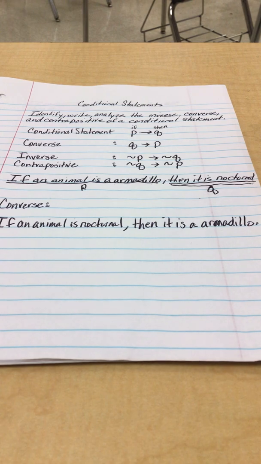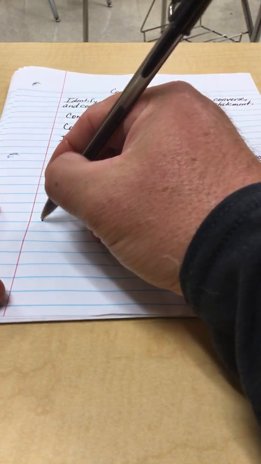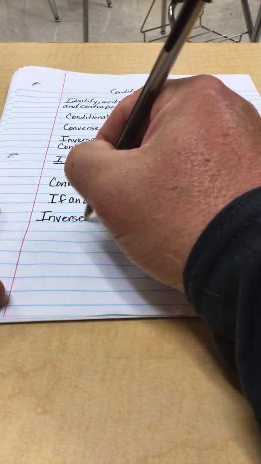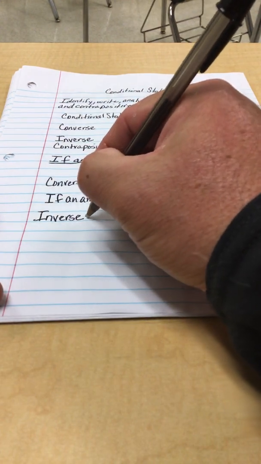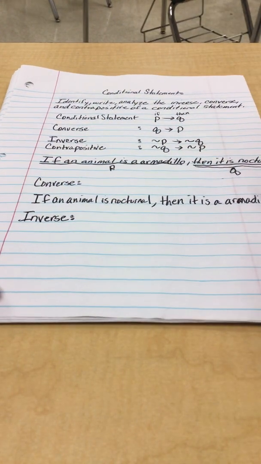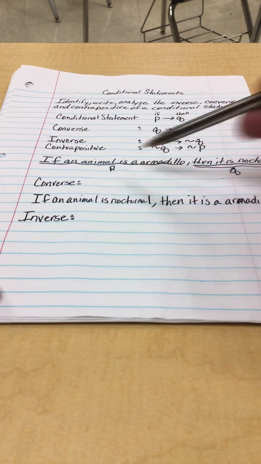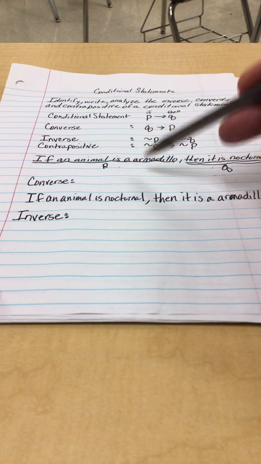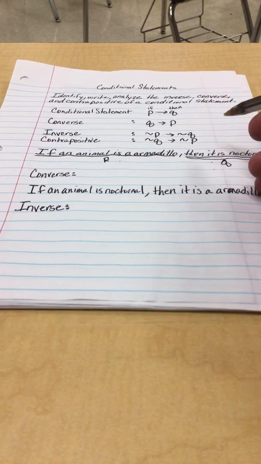Okay? Now we go to inverse, and we're going to use the word negate. The word negate means we're going to add not in there. So the inverse up here says not P implies not Q. So we're going to keep P and Q where they're at here, but we're going to add the word not in there. So this is what the inverse would look like in this situation.